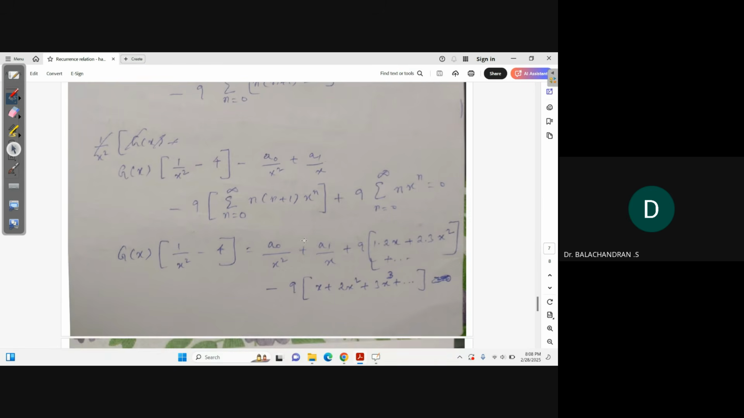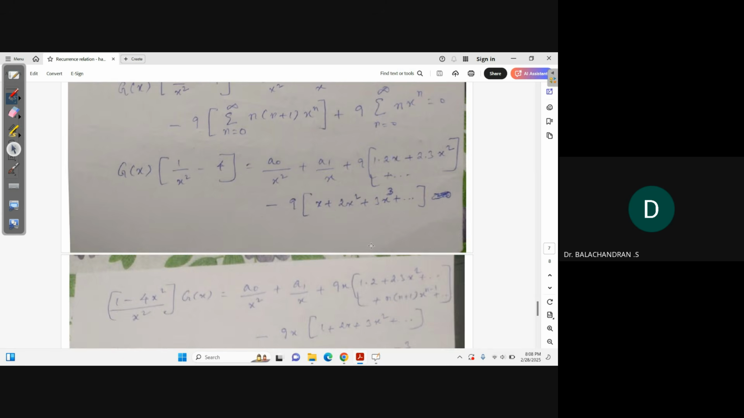Next, g of x into (1 by x square minus 4). I'll write everything on the right hand side. This is equal to a naught by x square plus a1 by x plus 9, it goes to the right side. N equal to 0, everything is 0. N equal to 1 means 1 into 2 into x. N equal to 2 means 2 into 3 into x square. So it goes like this. If this goes to the right side, minus 9 into: n equal to 0 means 0, n equal to 1 means 1 into x, 2 means 2 into x square, and so on.